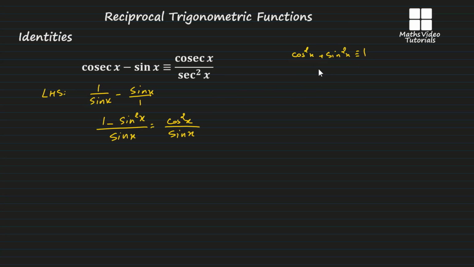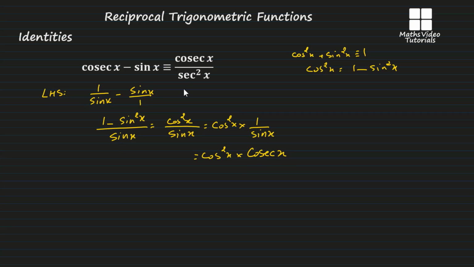So therefore cos squared x is equal to 1 minus sine squared x. This numerator here is this one here. I changed it for cos squared x. Now what do we do from here? I can rewrite it as cos squared x times 1 over sine x. The reason I'm doing this is because I spotted the 1 over sine is cosec, right? So I can write it down as cos squared x times cosec x.